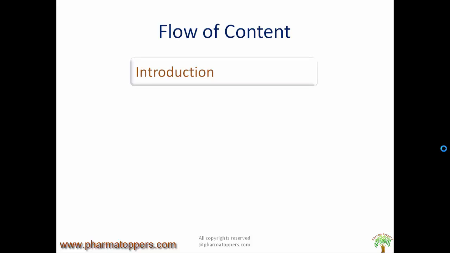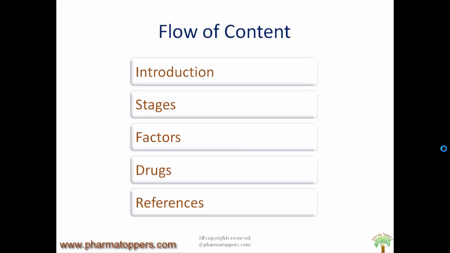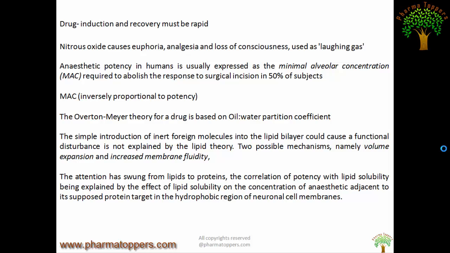The flow of content will be like this: introduction, stages, factors, drugs. Starting with the characteristics of the drug which is important for anesthetics: the induction and the recovery must be very rapid, thus allowing the level of anesthesia to be adjusted during the course of surgical operations. Because of this reason, inhalation anesthetics were the first to be discovered for most surgical procedures. Nitrous oxide was found to cause euphoria, analgesia and loss of consciousness, thus it is used as laughing gas.